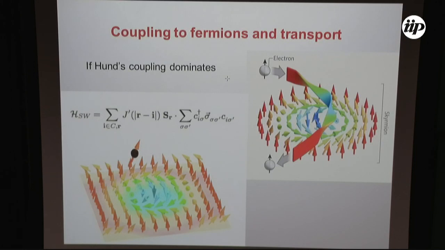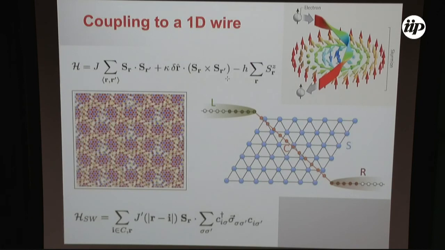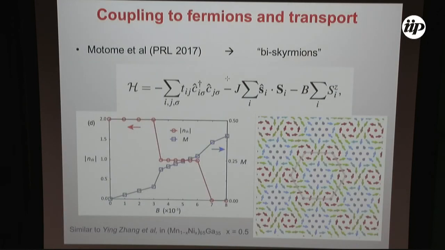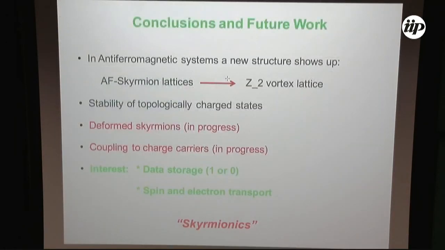What we are interested in now is coupling to fermions and transport, and I am also interested in the appearance of some polarization in these systems, coupled to a 1D wire. And then in transport on these systems, this is something I have mentioned before. This is an experimental paper, and this is a theoretical one where they have seen this charge 2 skyrmion lattice, okay? And I think I will conclude here.